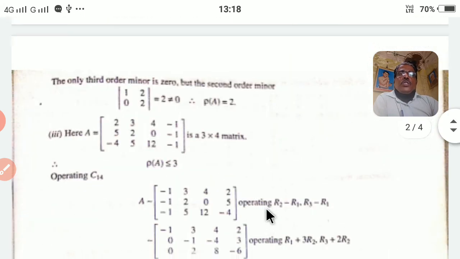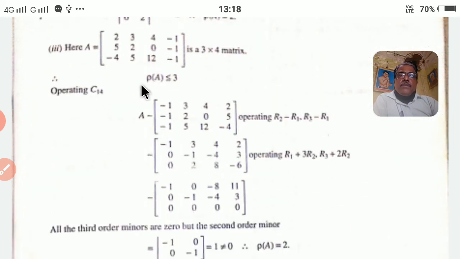Okay. So similarly we take another example. Here the matrix is given as A is equal to 2 3 4 minus 1, 5 2 0 minus 1, minus 4 5 12 minus 1. It is a 3 cross 4 matrix, right? Since it is a 3 cross 4 matrix, the rank of A cannot exceed 3, because in the last class we already discussed this.